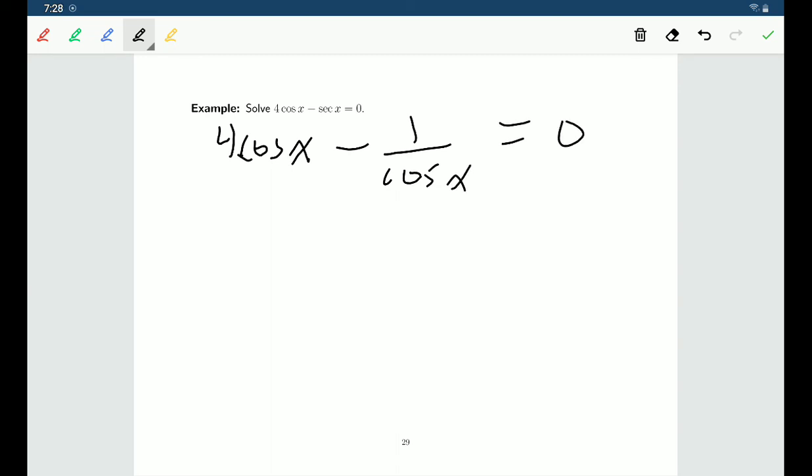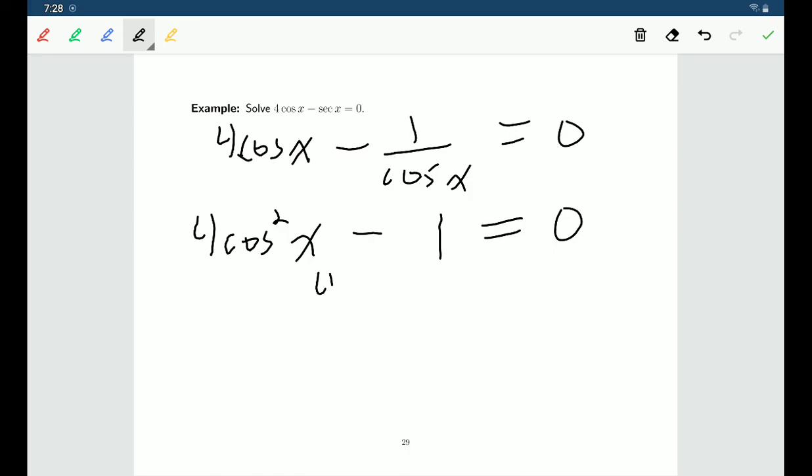Okay, so next, what I'm going to do is multiply everybody, left side and right side, by cosine of x. So in the first term, I would have 4 cosine squared of x, cos x times cos x. The second term, 1 over cos x times cos x. The cosines would cancel, leaving just 1. And 0 times cos of x would just leave me with 0.